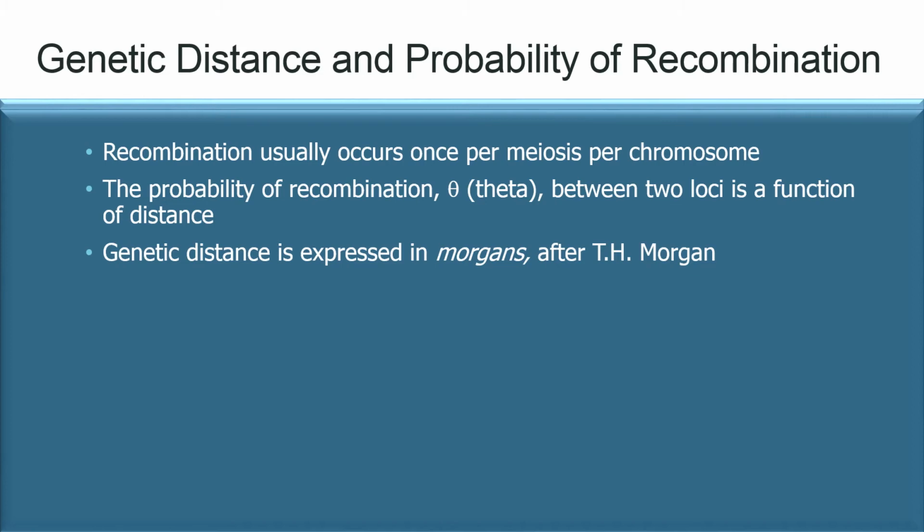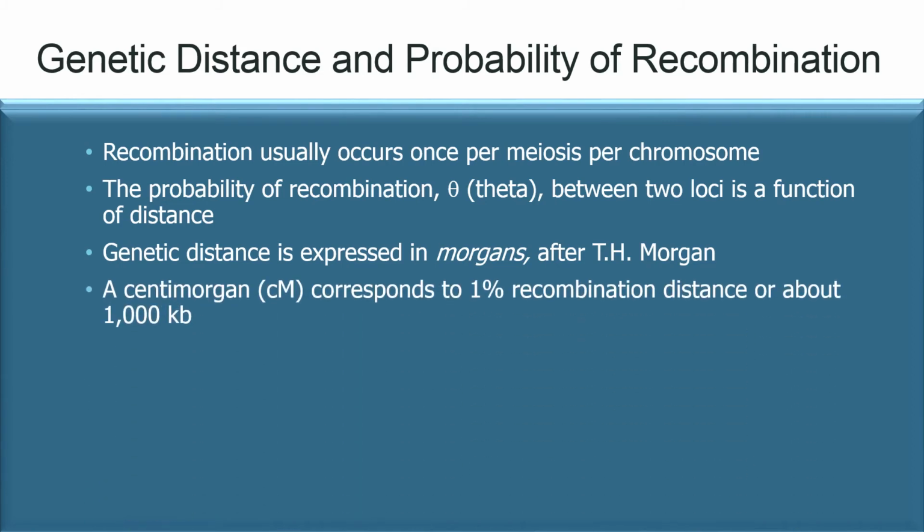So, this idea of probabilities being related to distance on the chromosome was taken advantage of and used for linkage mapping prior to the ability to directly sequence and determine the distance in bases. Genetic distance is expressed in Morgans after T.H. Morgan, who developed a lot of the statistical basis of recombination probabilities. And a centimorgan refers to about a 1% recombination distance, or about 1,000 kb. If recombination between a trait, for example, and a place on the genome is occurring at 1%, that's about 1,000,000 bases, and that's considered pretty close in genetic distance.